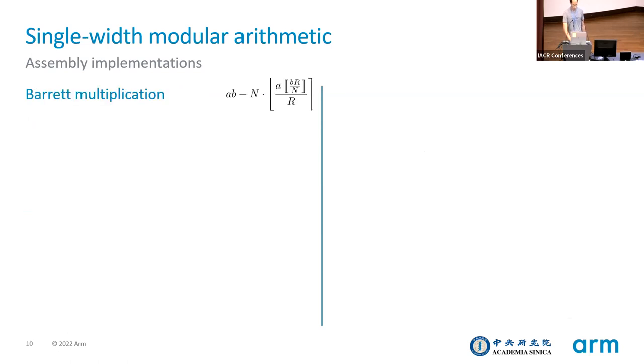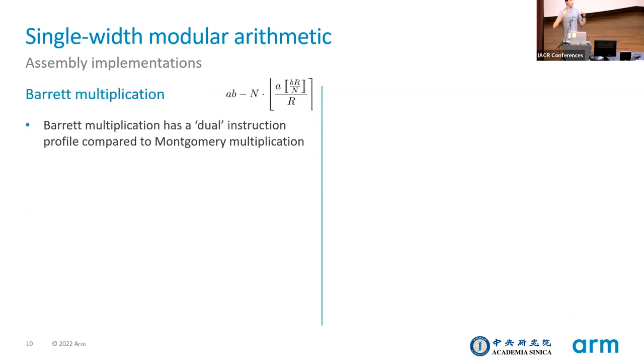But now let's switch to Barrett again. And here it's nicely dual. The instruction distribution is the other way around. It's not two high multiplications and a low multiplication. It's two low multiplications and a high multiplication. And let's just think about this for a second. At the top, you have the definition. Now, the components of this term are double width numbers, but the result is a single width number.